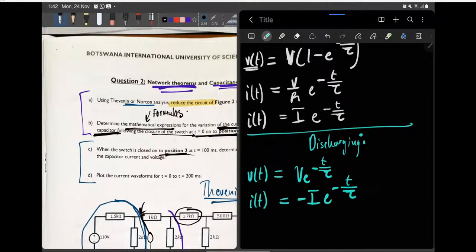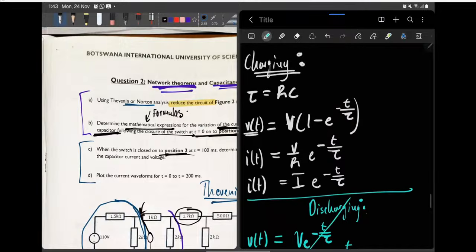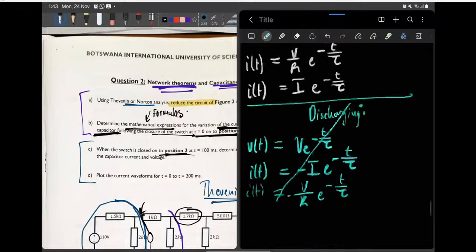So here we have it. We have our I of t. If you want to find this big I, which is going to be the maximum current, it's V over R, but there's a negative now, e to the negative t over tau. There we have it. We don't want this section for this question. We only want charging. You have to remember this stuff. Now, what do we do? We go to number C.